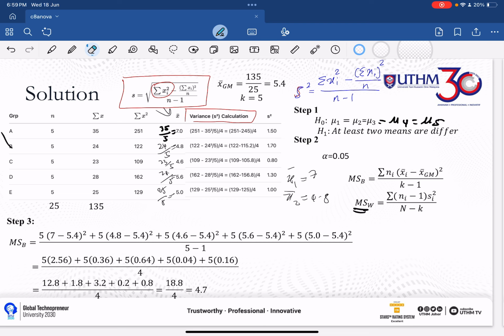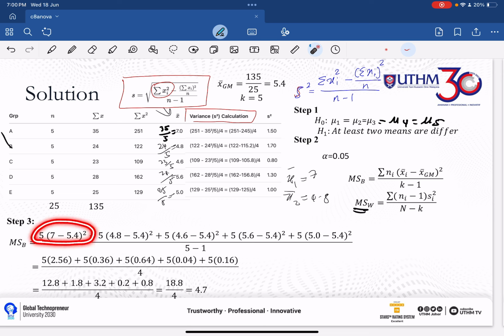Okay, we just calculate the input data that must be keyed in for the MSB and MSW. We got the grand mean. We got the mean for every group. We got the variance for every group. So let's find the mean square between. So mean square in between. So this is the summation for all of the groups. So you need to calculate group by group.